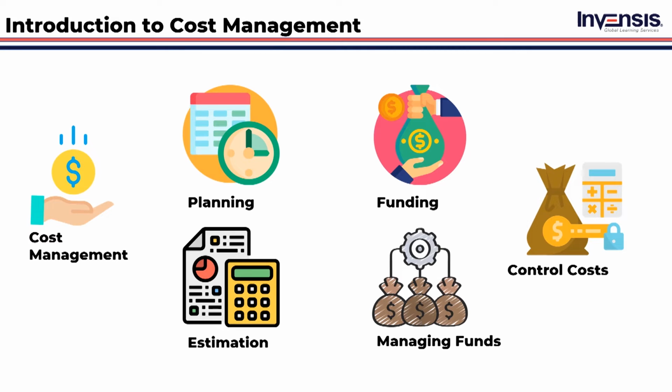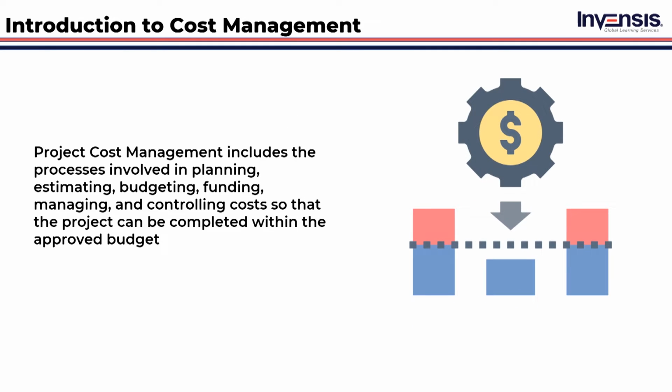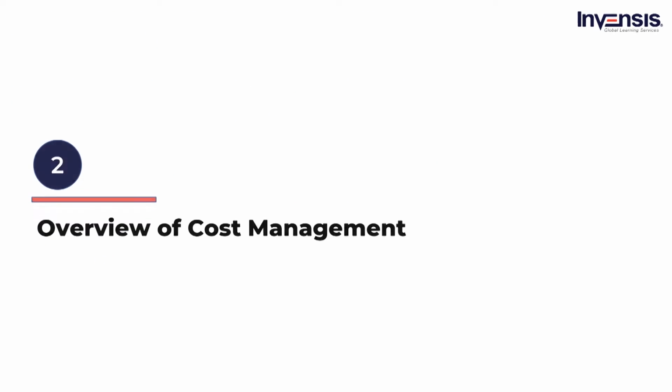Now, let us see the definition of cost management as per PMBOK. Project cost management includes the processes involved in planning, estimating, budgeting, funding, managing, and controlling costs so that the project can be completed within the approved budget. This is all about the introduction of cost management. Now, we will start with the overview of cost management.